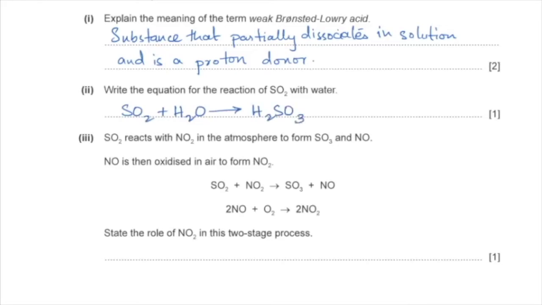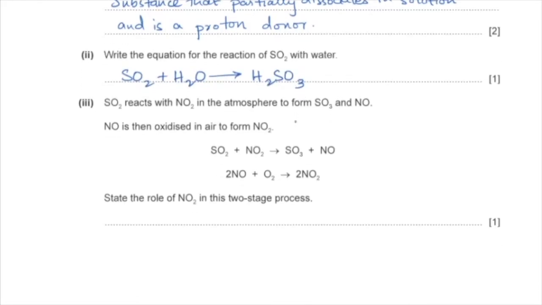Part 3, sulfur dioxide reacts with nitrogen dioxide in the atmosphere to form sulfur trioxide and nitrogen monoxide. Nitrogen monoxide is then oxidized in air to form nitrogen dioxide. State the role of nitrogen dioxide in this two-stage process. So here nitrogen dioxide is reduced to nitrogen monoxide, and this nitrogen dioxide is again regenerated, which indicates that nitrogen dioxide acts as a catalyst in this reaction. So this has the role of a catalyst.